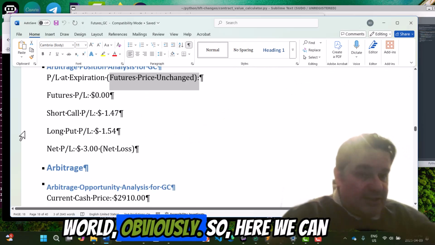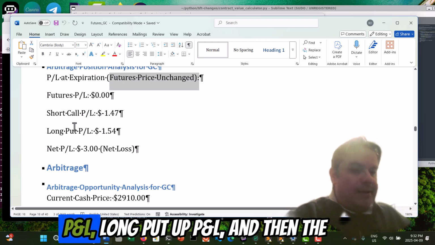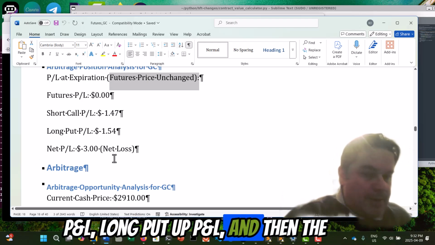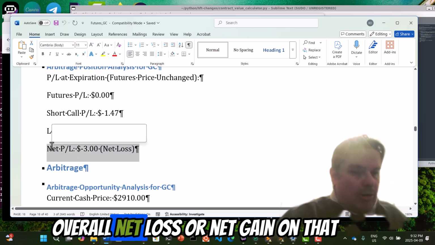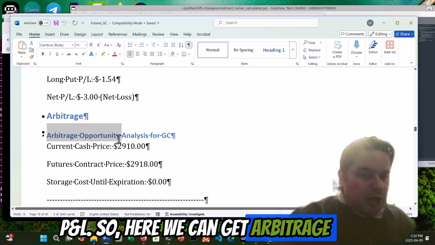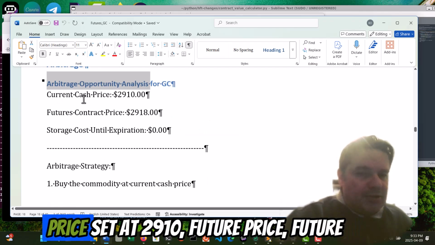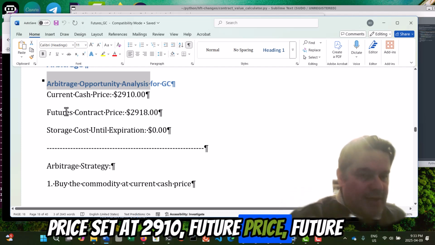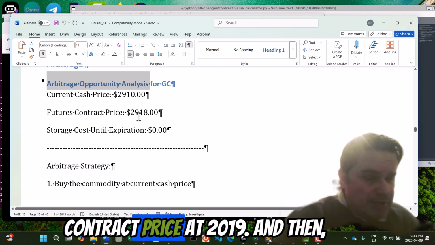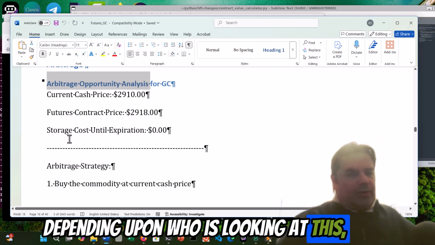That's a perfect world, obviously. So here we can figure out a future P&L, a short call P&L, long put P&L, and then the overall net loss or net gain on that P&L. So here we can get arbitrage opportunity analysis again. So current price set at 29.10, future contract price at 2019.